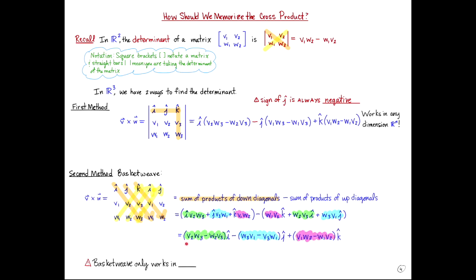Our answer using the second method, the basket weave method, lines up with the earlier method. However, unlike the first method, the basket weave method only works in R3. While it's a very nice method for finding the determinant, since we'll never scale above R3, the first method is applicable beyond just this semester. But it's really up to you guys. Whichever method you prefer is totally okay. Now that we have the formula for the cross product, let's try an example.